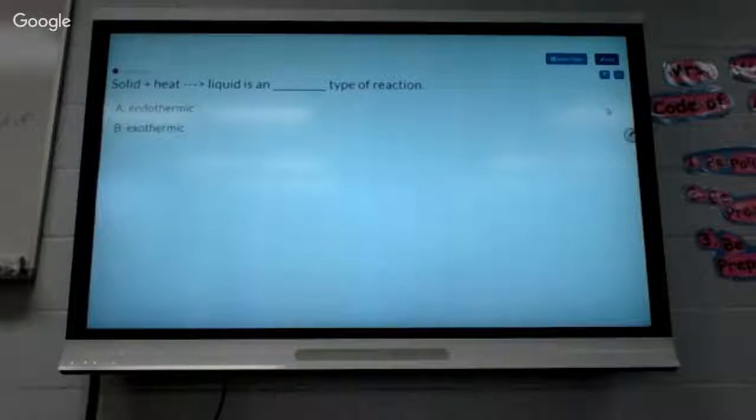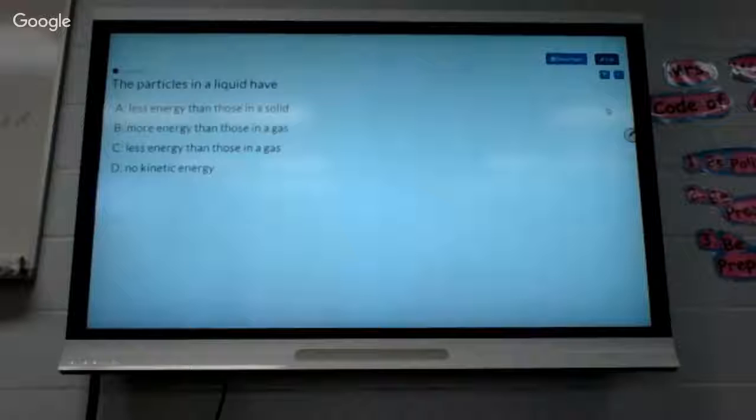Will these questions be on the quiz? It's a possibility. Can we take a picture of them? We've got a quiz Monday. All right, I've got everybody except Bryce. So that's not bad. One person got it wrong, and the person wasn't here yesterday, so it's not bad. Because heat is on the left, it is endothermic. All right. The particles in a liquid have. Think about the pictures and what we talked about.